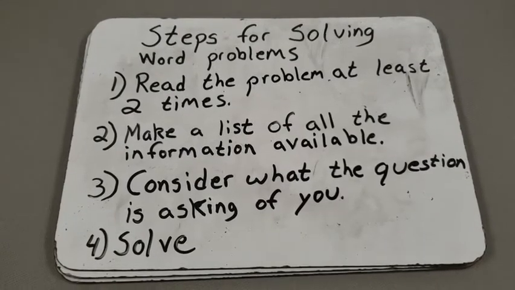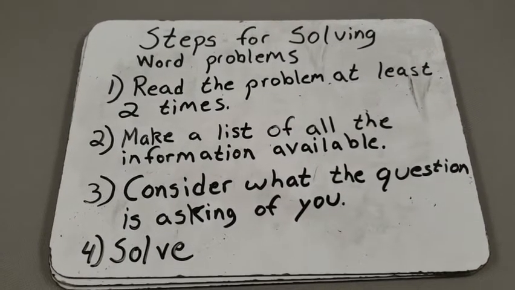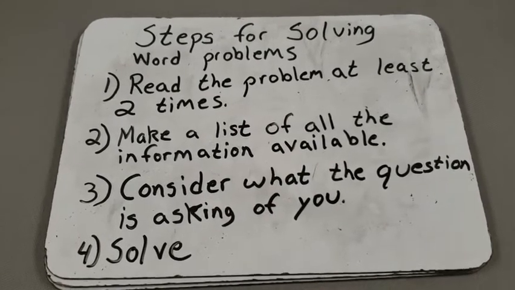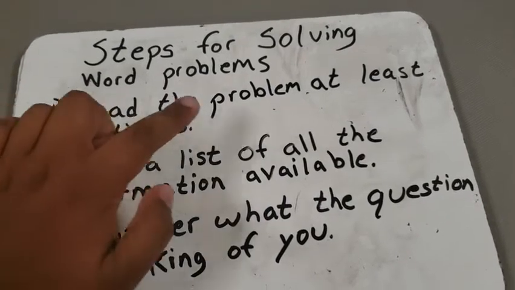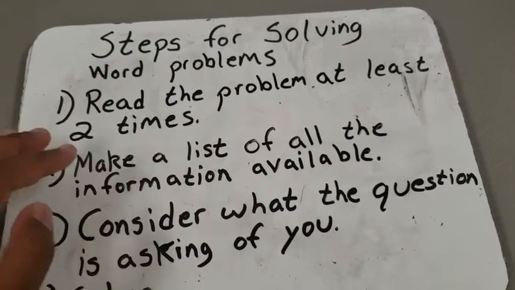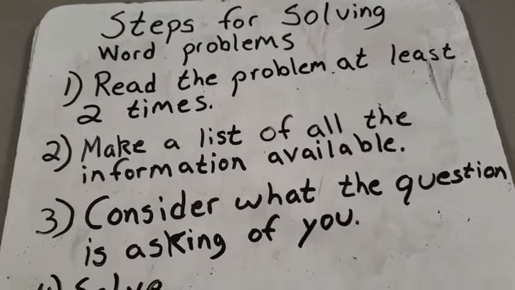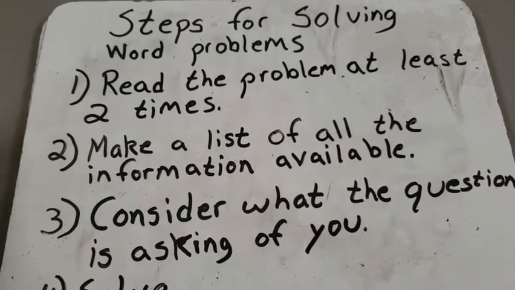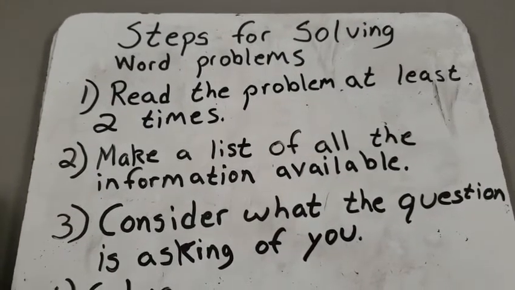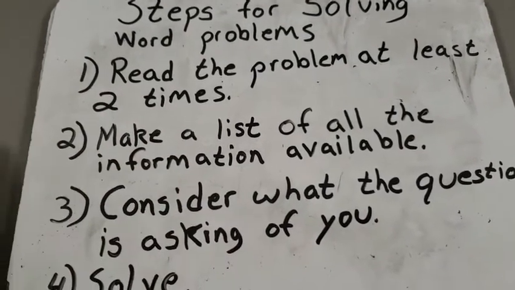Now here's some steps for solving word problems that you can use for every word problem that you come across. Number 1, read the problem at least 2 times. Sometimes with our first time reading, we can't really understand everything the first time around, so maybe a second time, even a third time would be appropriate. So at least 2 times. If you do more, that's great.